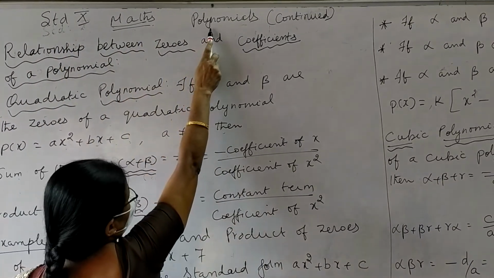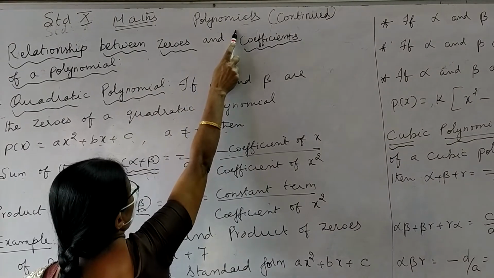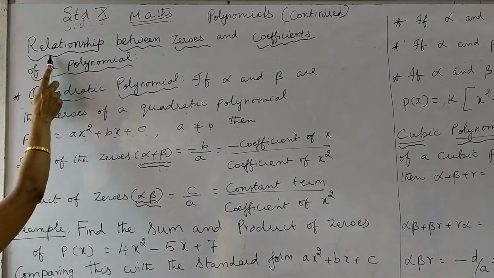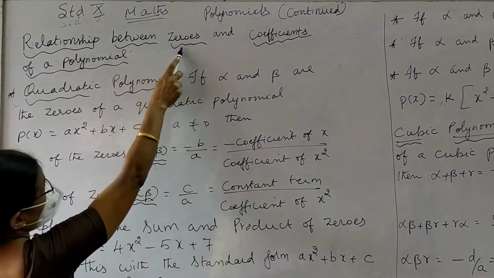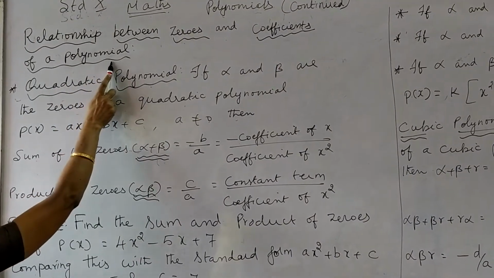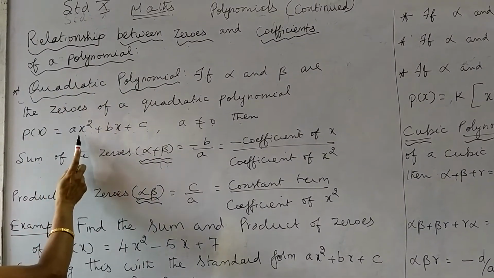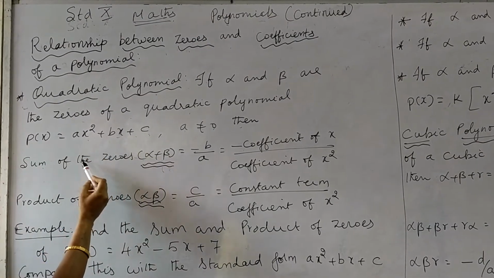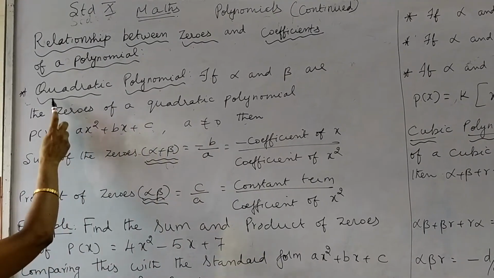We are continuing the second topic, which is polynomials. In today's session, we are going to see the relationship between zeros and coefficients of a polynomial. First, let us see the result. Then we understand the example. Again, we will come back to the result. Things will be very clear.